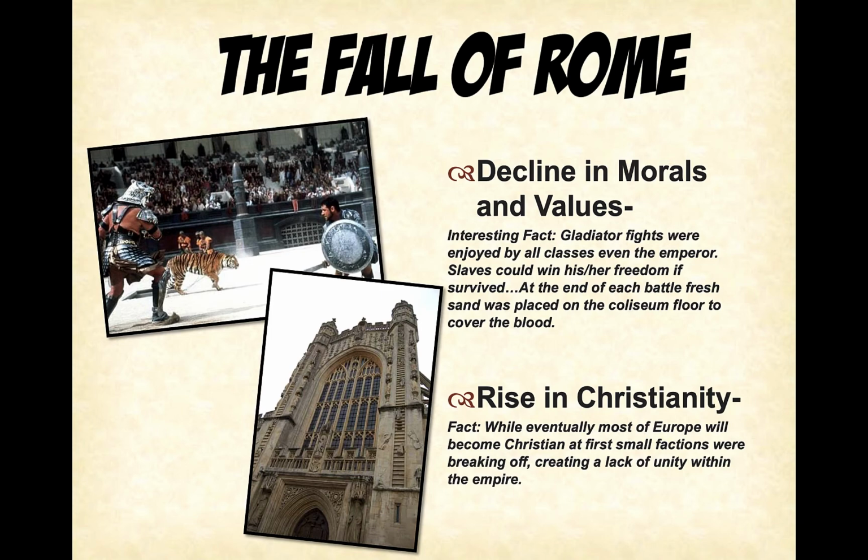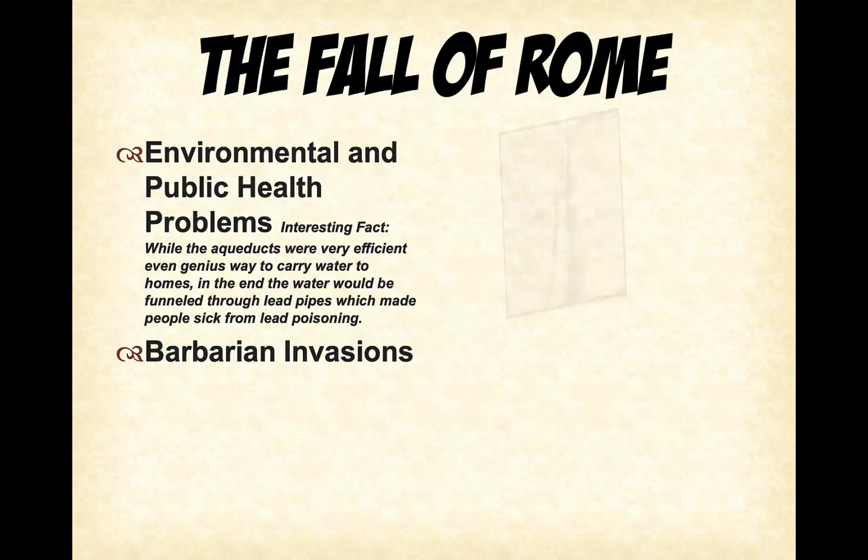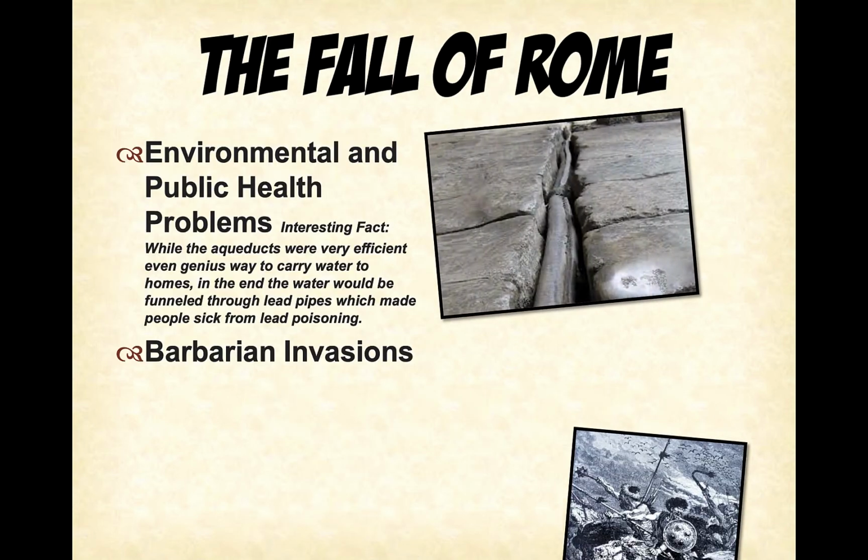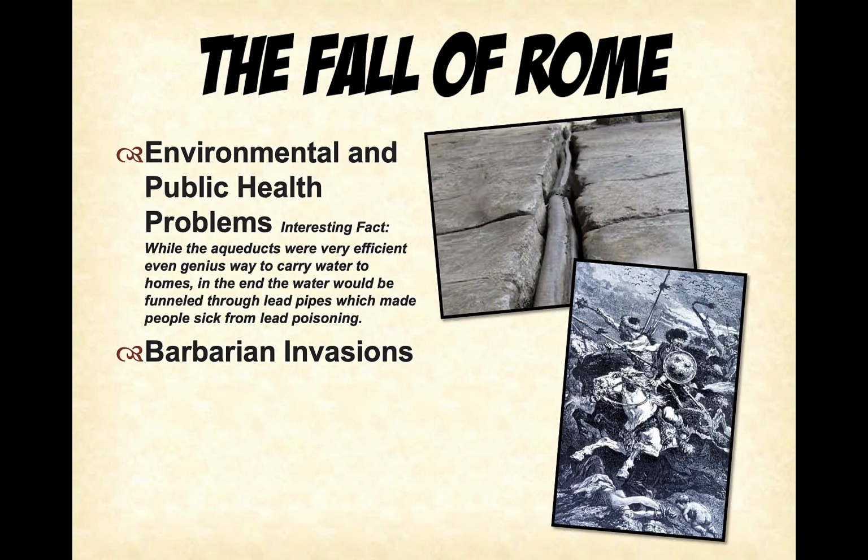It's not until the 1500s that we're going to get into the Protestant Reformation, and we're going to see other sects of religions and Christianity spring up all over the place. So there were also environmental public health problems. The aqueducts that I was talking about earlier were a very efficient way to carry water to homes, but in the end, water would be funneled through lead pipes. So that was kind of bad because people were getting lead poisoning.